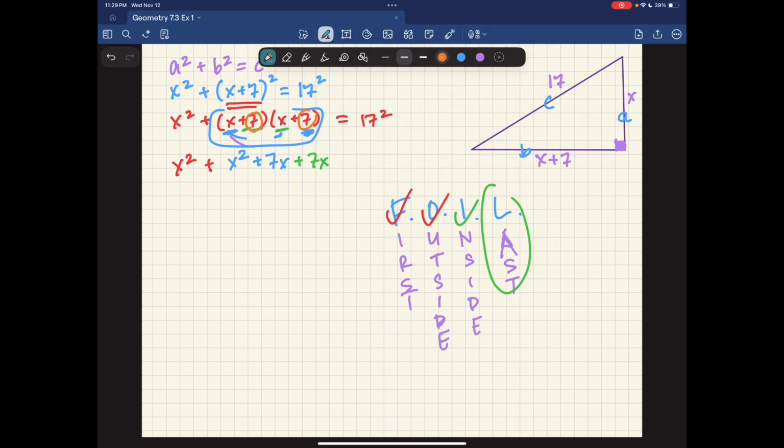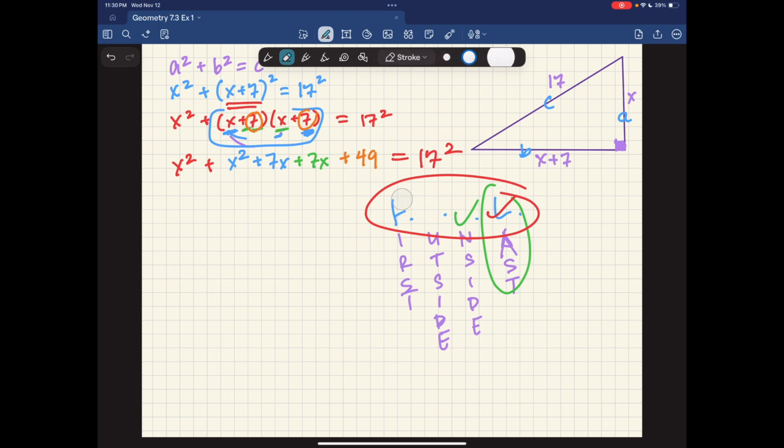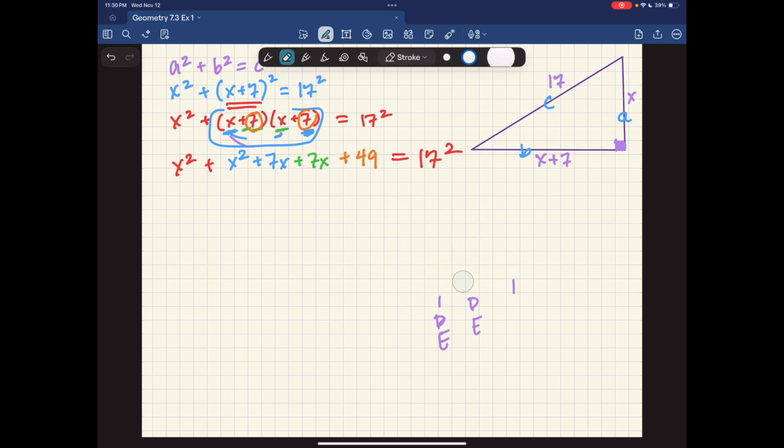And then, as you could probably guess for last, these are the last ones, 7 and 7, and they're both positive, so 7 times 7 is 49. Okay, and then the rest of it stays the same. So this is FOIL. This is our technique for multiplying binomials. We do our first, our outside, our inside, and then our lasts. Okay, so now I think I can erase this and make some space for us because we're going to need lots of space.